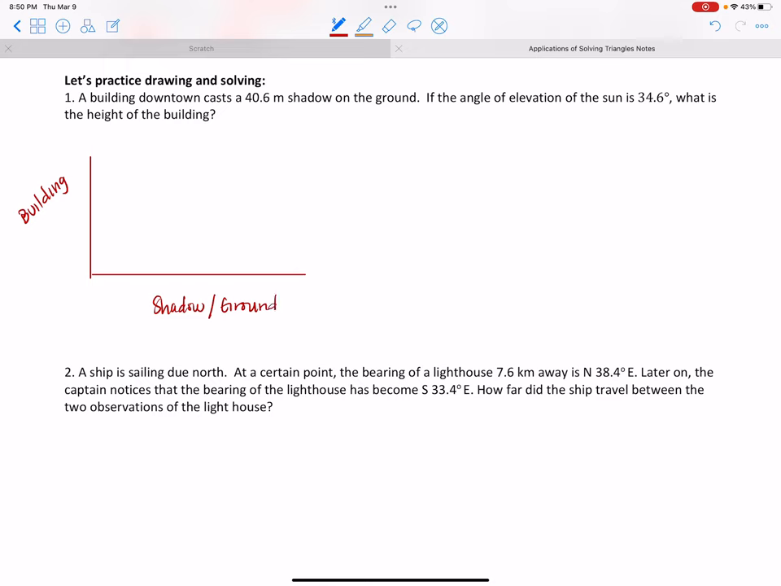Okay, so this building is casting a 40.6 meter shadow. So on the ground here, I can call this 40.6 meters. And it says that the angle of elevation of the sun is 34.6 degrees. What is the height of the building? So the height of the building is my unknown. So I'm going to call this side x, and you can call it whatever variable you want.